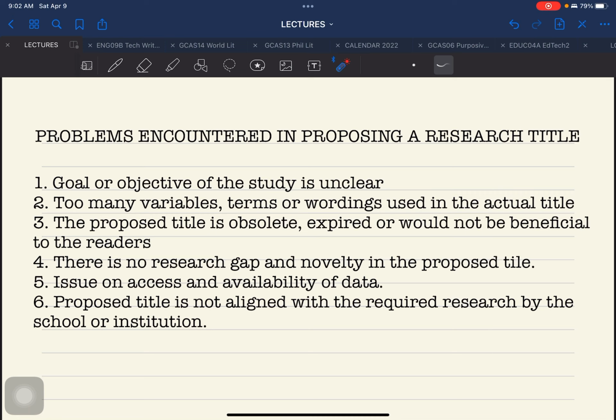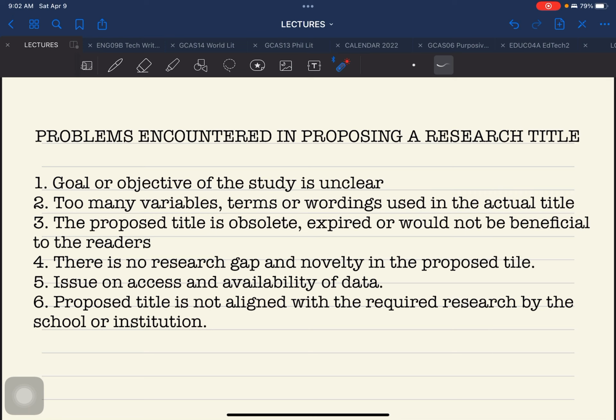Either you clearly state and reflect the goal of your study in your title, like what I mentioned earlier, by using these particular terms or words that would clearly present your title to the panel or the readers of your manuscript. If not, if you would not like to use these terms in your proposed research title, you have to reflect this in your manuscript.